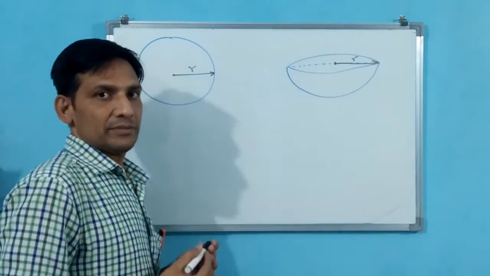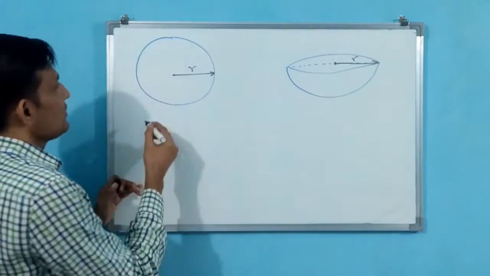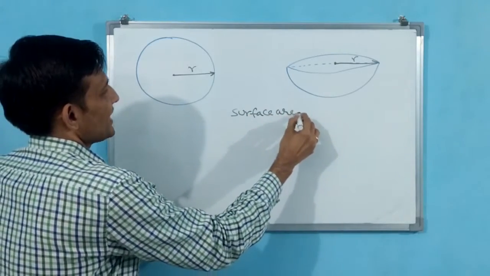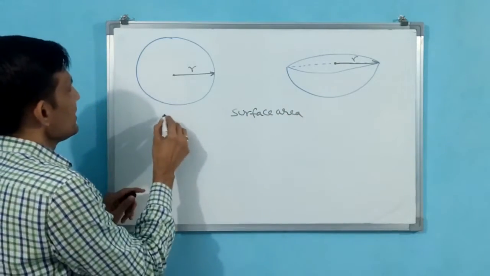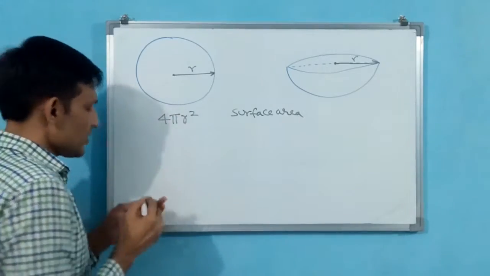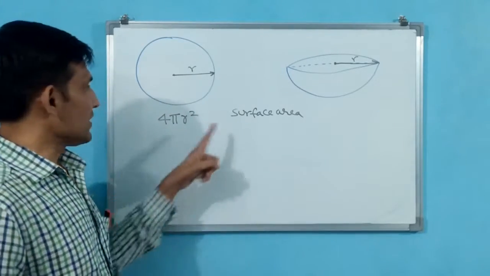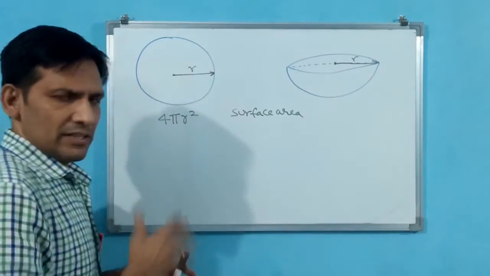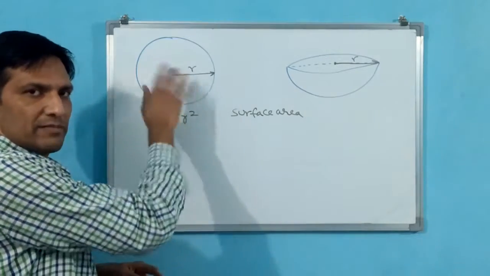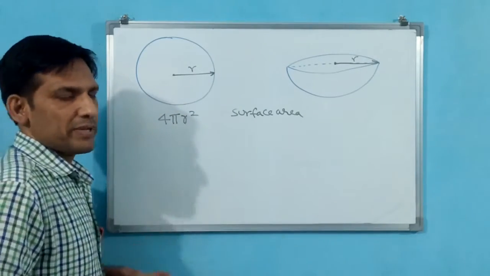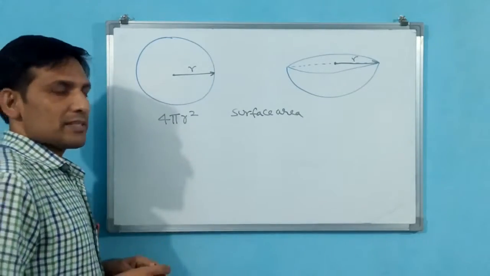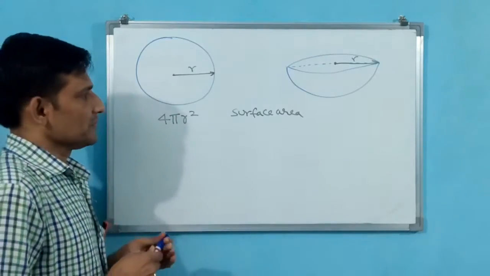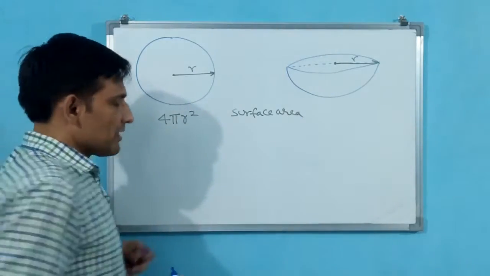This is a sphere. Now you see surface area. Surface area here is 4 pi r square. Area of a circle is pi r square. Surface area means all surface only, area only. There is no difference between surface area and normal area for a sphere. 4 pi r square is the surface area for this sphere.